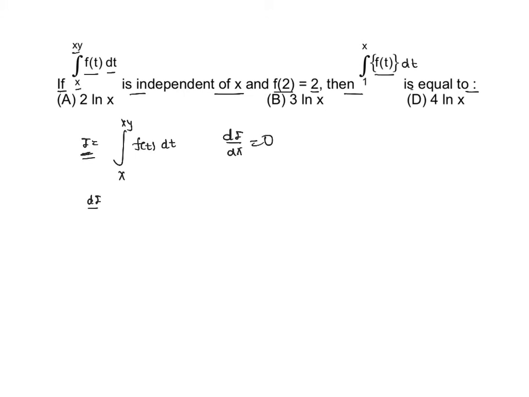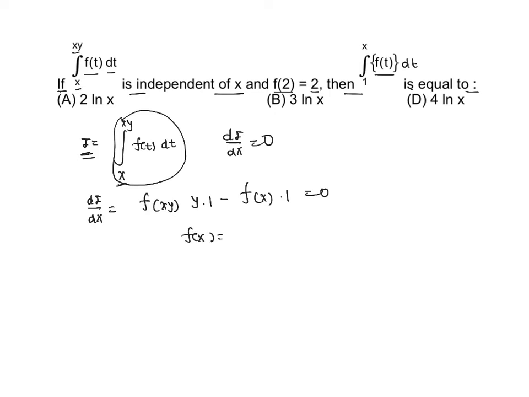So dI/dx, this is an integration, so we will use the Leibniz formula. Instead of t we write xy, then differentiate xy: y is outside, x differentiation gives 1. Minus, we put t equals the lower limit, which is x, and the lower limit's differentiation is 1, equals 0. So from here we can say f(x) equals y into f(xy).